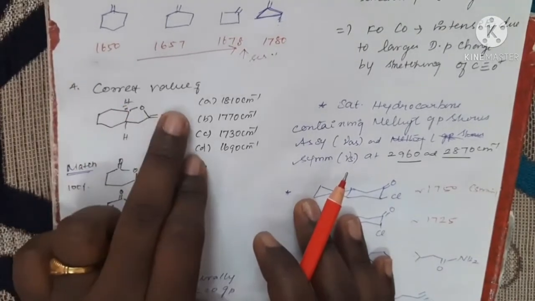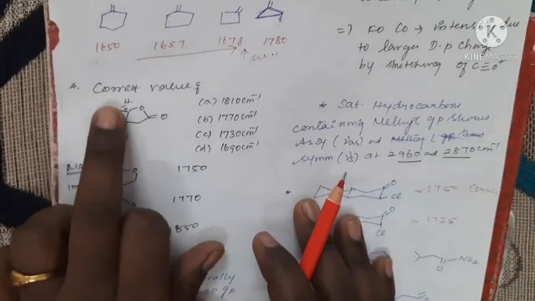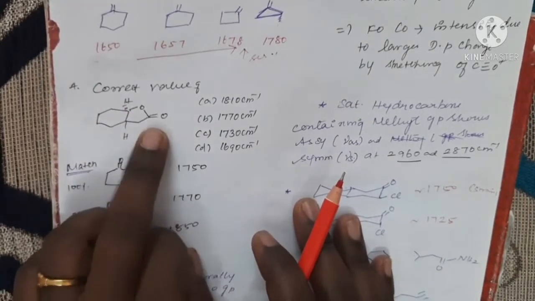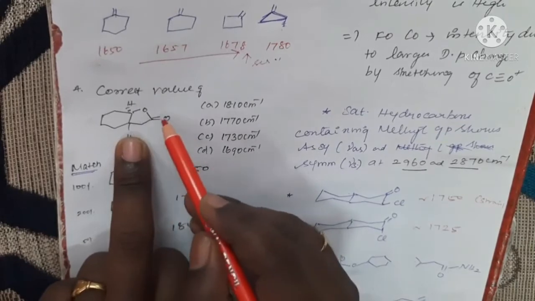Okay, then these are examples already discussed in question papers. Okay, so the correct value of this one, this ring, if you see here, is a 5-membered ring along with an ester.